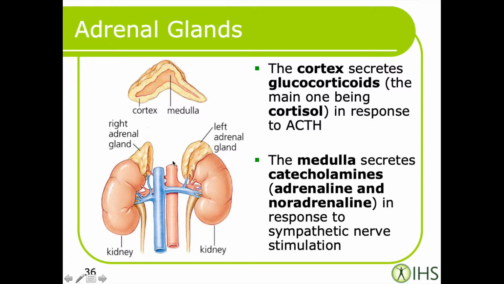You can see here, the cortex, the outside part, secretes glucocorticoids, the main one being cortisol. And then the medulla secretes the catecholamines, adrenaline and noradrenaline, in response to sympathetic nerve stimulation. The cortex is acted upon by ACTH, a hormone released from the pituitary gland, which travels through the blood, whereas the release of adrenaline and noradrenaline is triggered by sympathetic nerve stimulation.